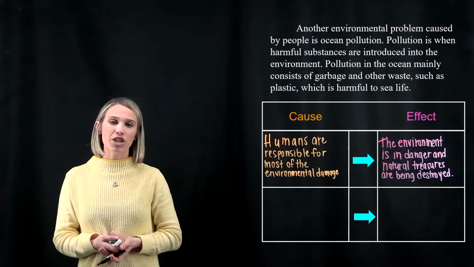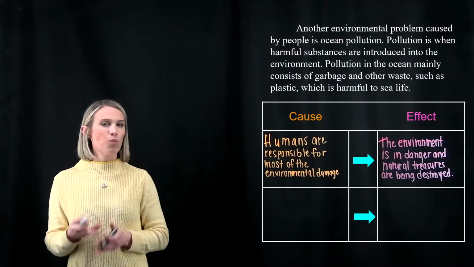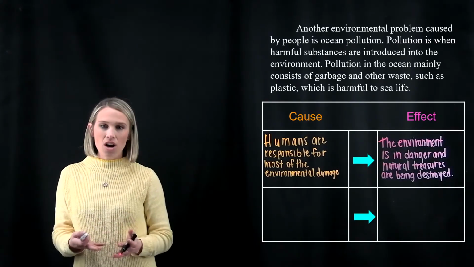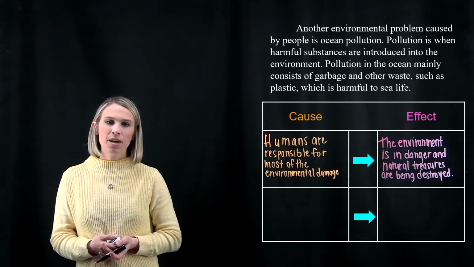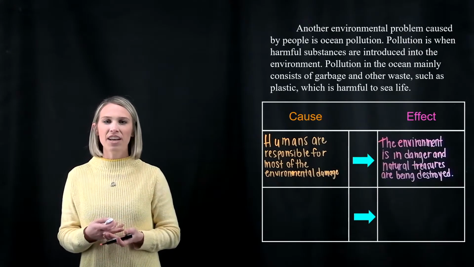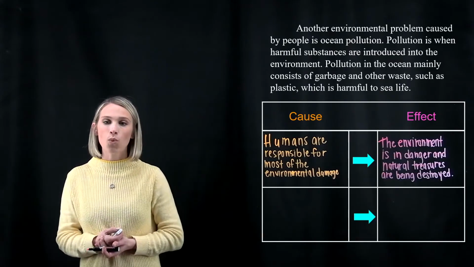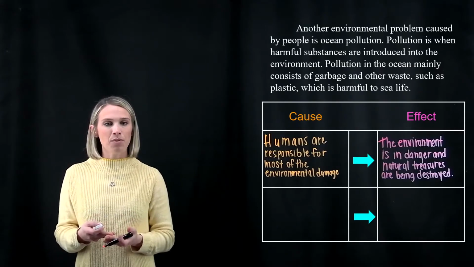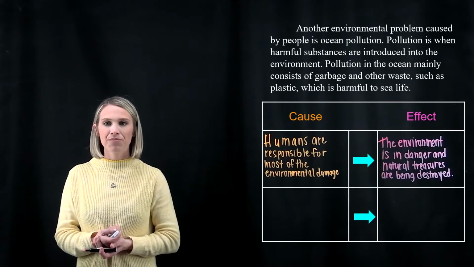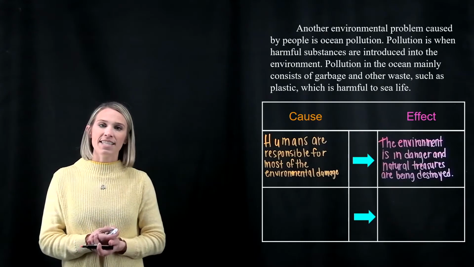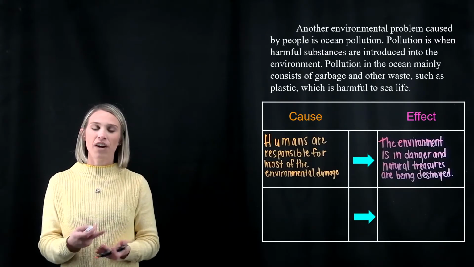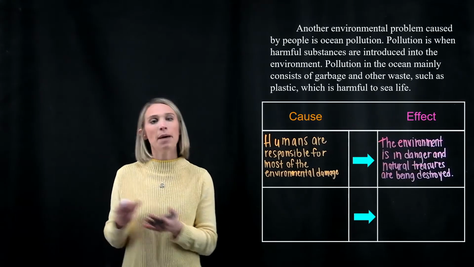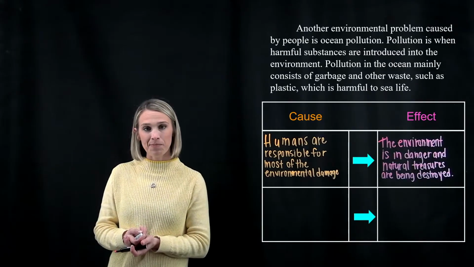The first thing I need to do is look for a signal word that may help me recognize a cause and effect relationship. I see the signal word caused in the first sentence. I'm going to read that sentence again to find out if caused is used as a signal word. Another environmental problem caused by people is ocean pollution. The first sentence states that ocean pollution is another environmental problem caused by humans. And the second sentence describes the meaning of pollution.